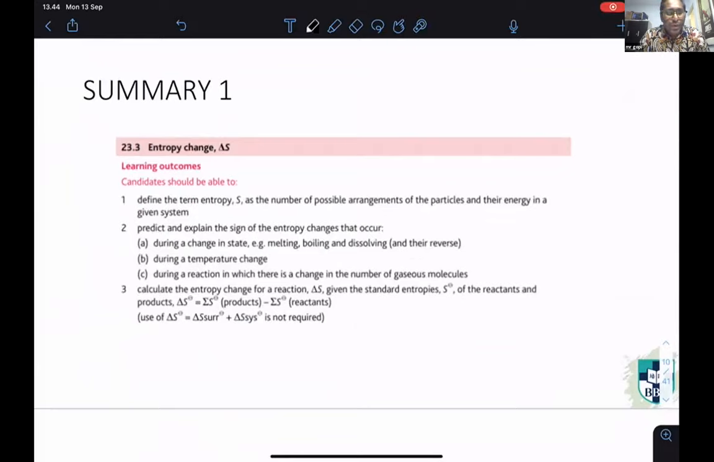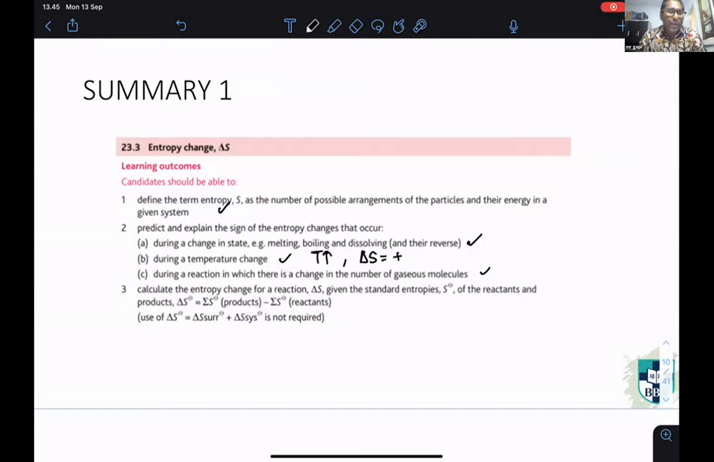You need to know, define the term of entropy, and you need to explain the sign of entropy change in the following conditions, if temperature changes and so on. If there is an increase in temperature, of course, the particles will start to move more randomly. They are going to become more disordered. So if it is more disordered, an increase in temperature is going to make your entropy change become positive. Positive means they are going to become more disordered. So you can use that.